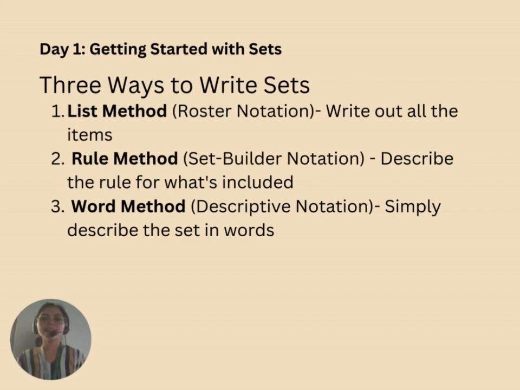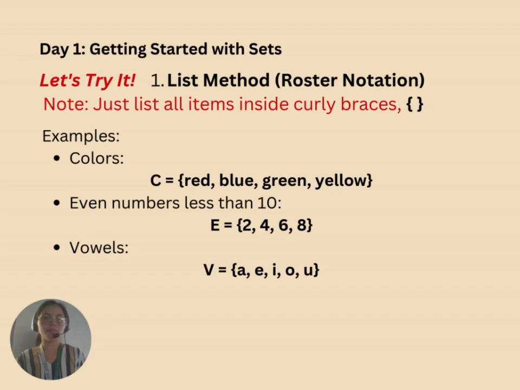Next is the word method, which pertains to descriptive notation. This is just simply describing the sets in words, or in plain language. Okay, so those are the three ways to write sets: first, list method; second, rule method; and lastly, word method.